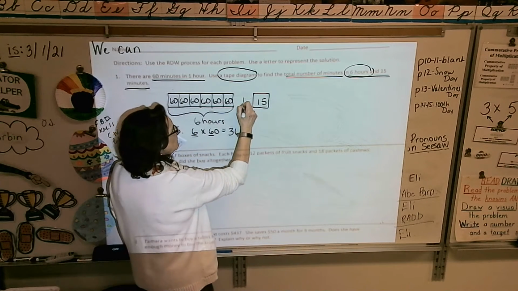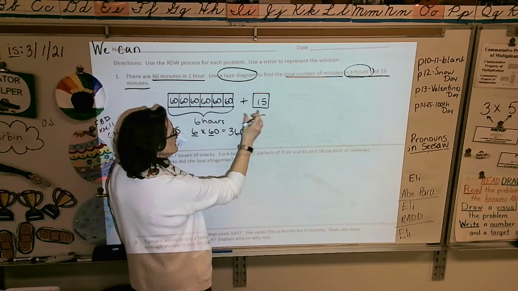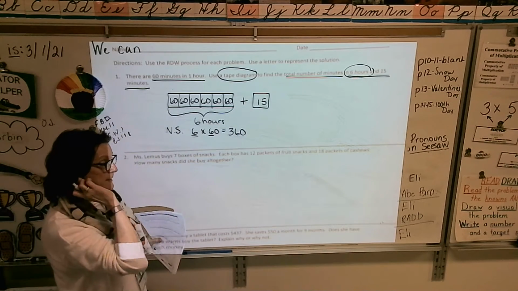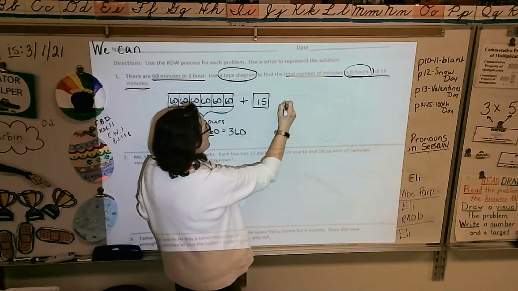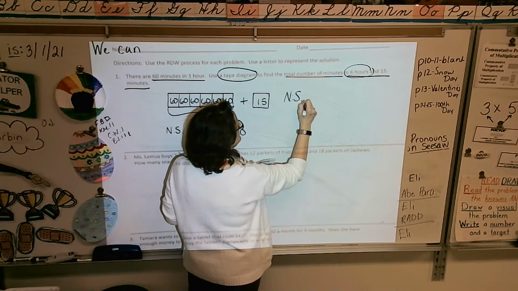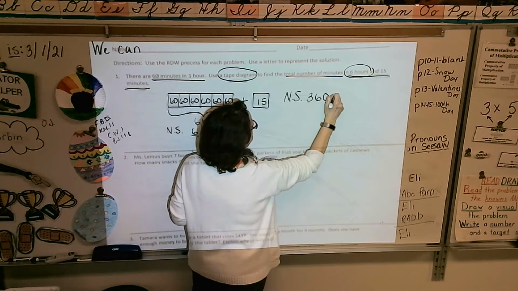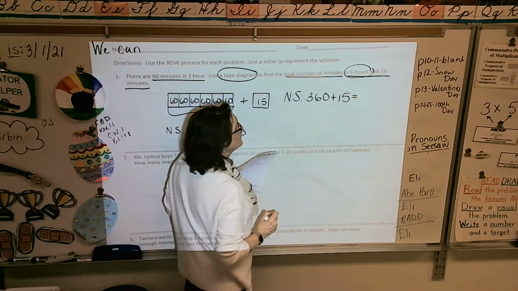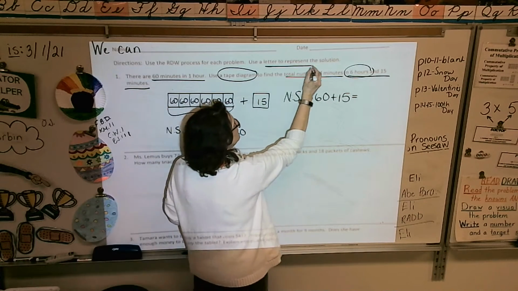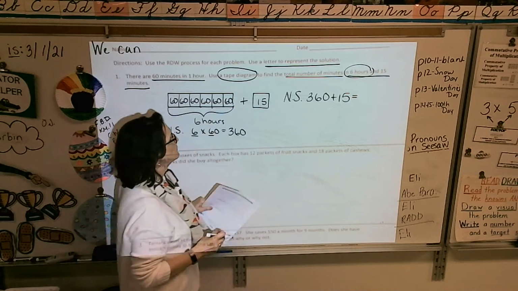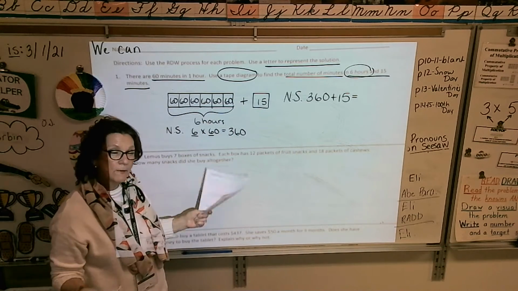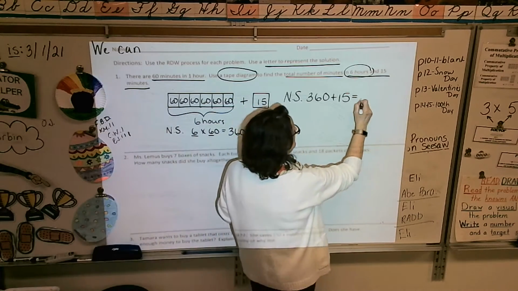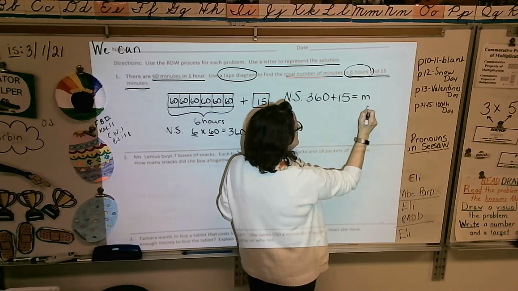And in order to get the total, I would add those. So it's 360 plus 15. So our next number sentence is exactly that. I would take 360 plus 15, and I'm supposed to use a letter for the solution. You have to read those directions, letter for the solution. So we're trying to find the total number of minutes. So how about we use M? 360 plus 15 equals M, and I need to add those.